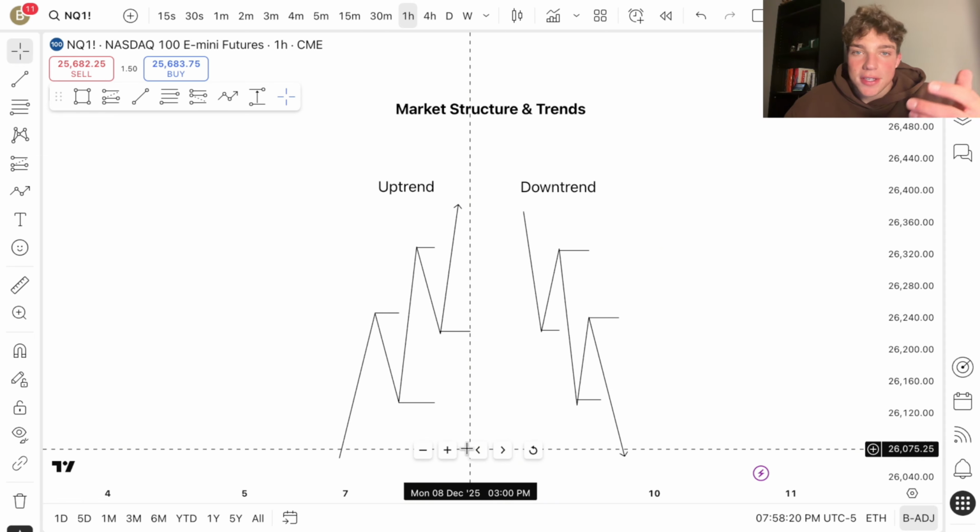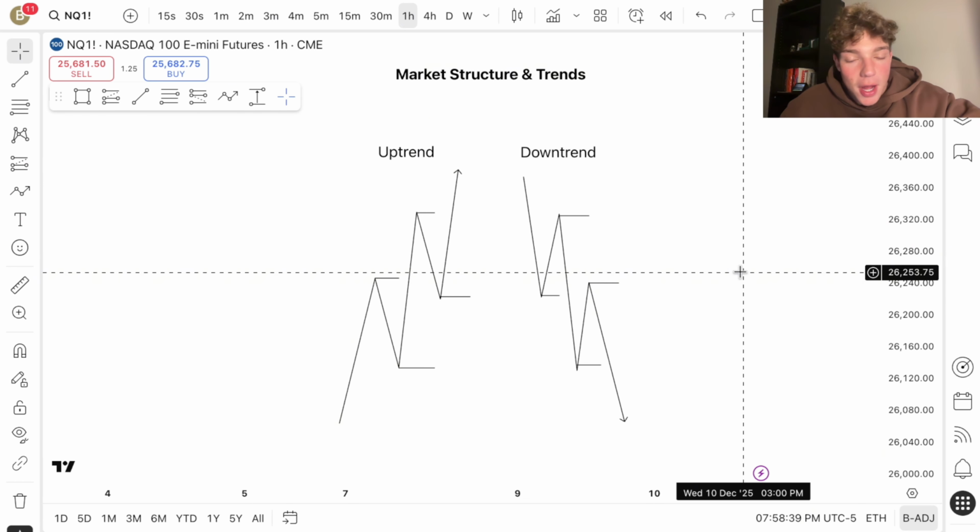What this means is if you are in an uptrend, the market is going up. Same thing the other way. Downtrend, the market is going down. How do we know this, we might ask? That is through the highs and lows that the market is forming.